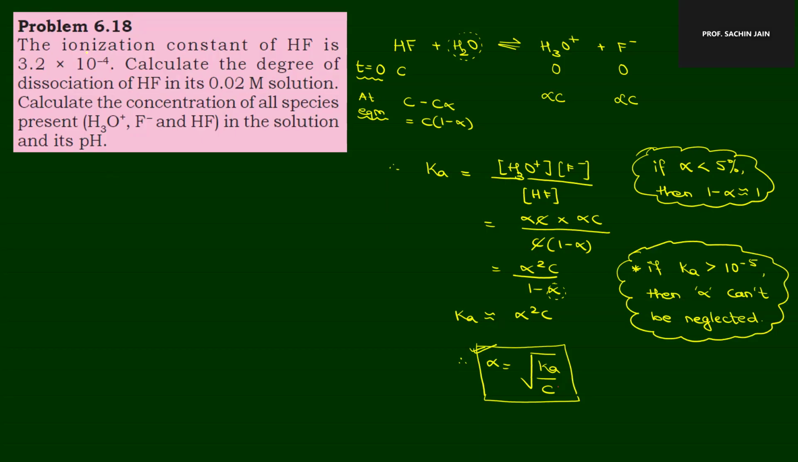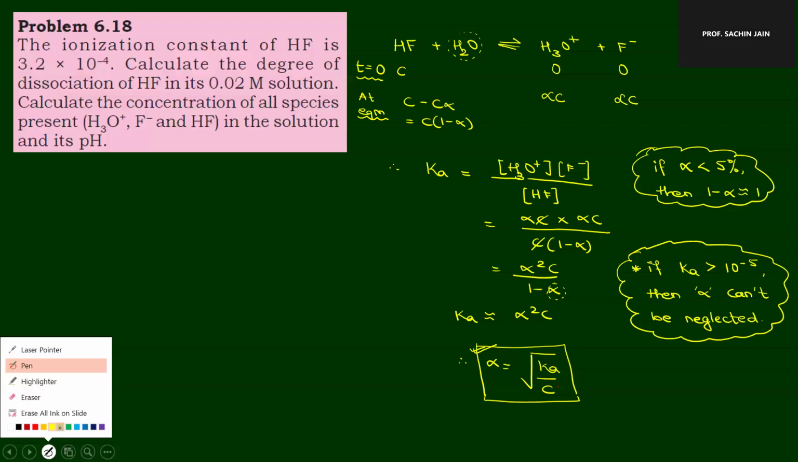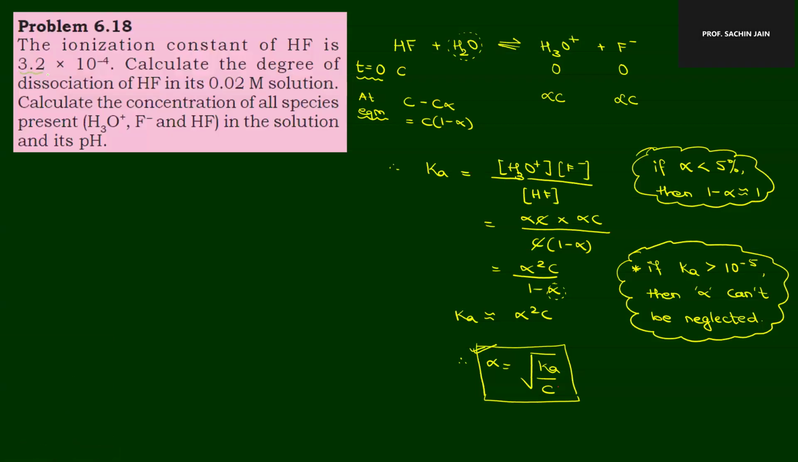Now if I talk about this particular question, the ionization constant for the HF is given to be 3.2 into 10 raised to minus 4. Now tell me whether the alpha could be ignored or not.